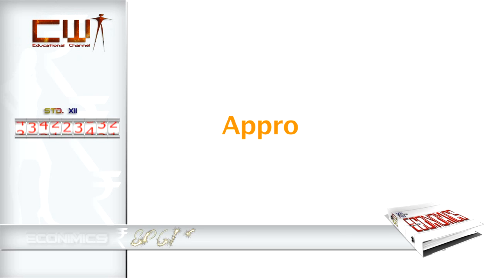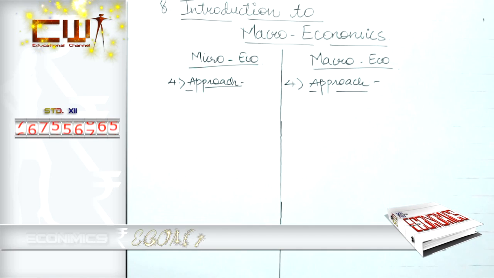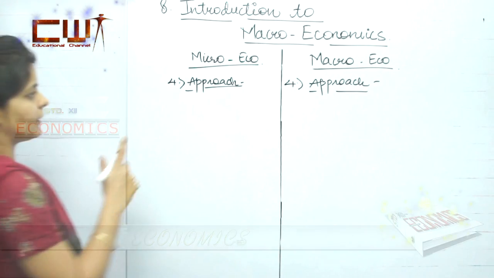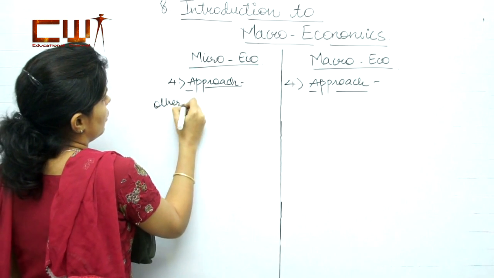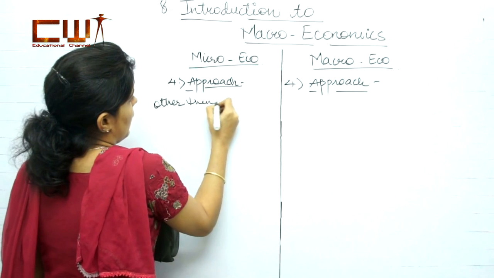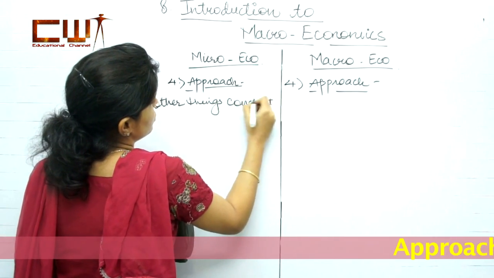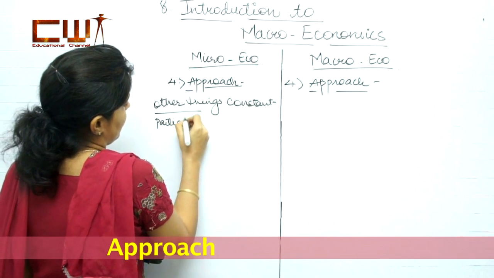Next point of differentiation is approach. The approach of microeconomics analysis is based on partial equilibrium analysis. It considers other things as constant. For instance, in the law of demand, you study with other things remaining constant, that is ceteris paribus, and what you study is known as partial equilibrium analysis.